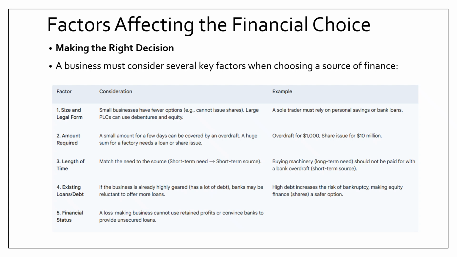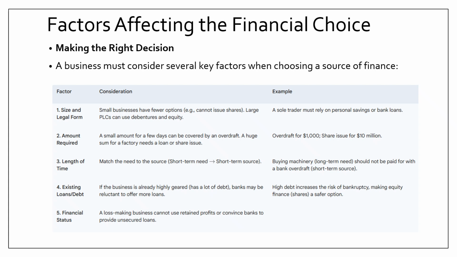Number three, length of time. Match the need to the source. For a short term need, go to a short term source. For example, buying machinery is a long term need and should not be paid for with a bank overdraft, which is a short term source. Number four, existing loans.